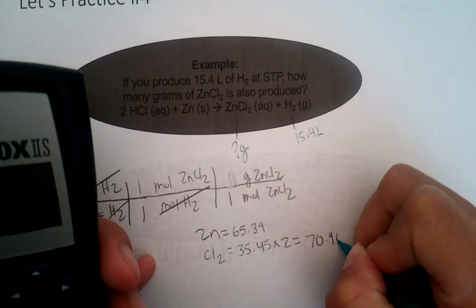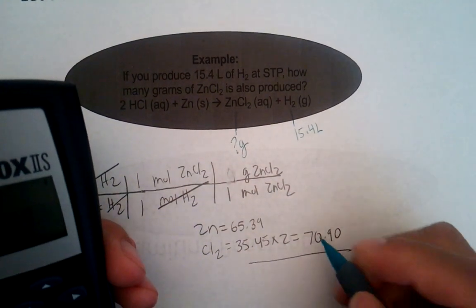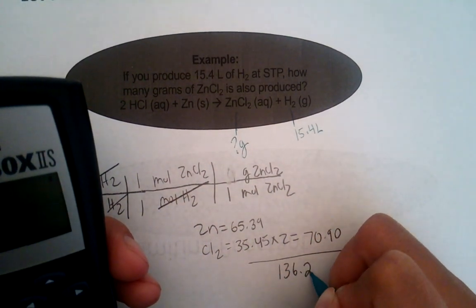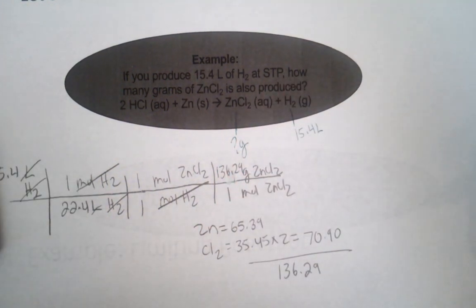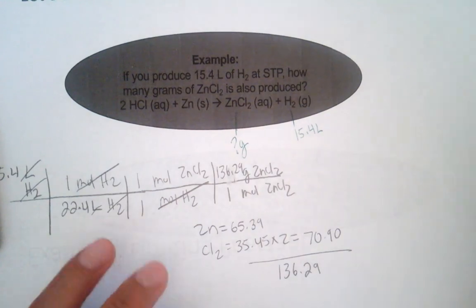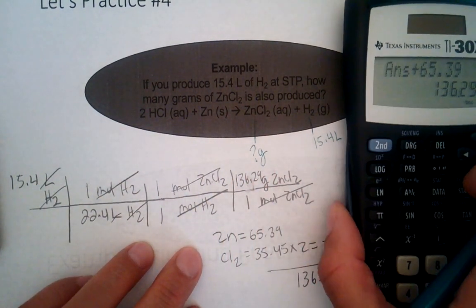That's 70.90, and we're going to add it to 65.39, and my total there is 136.29. Okay, all right, so now we got rid of moles of zinc chloride. Now we just go across.